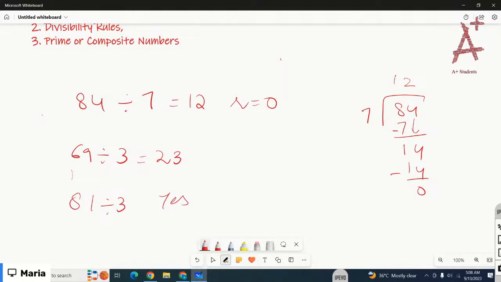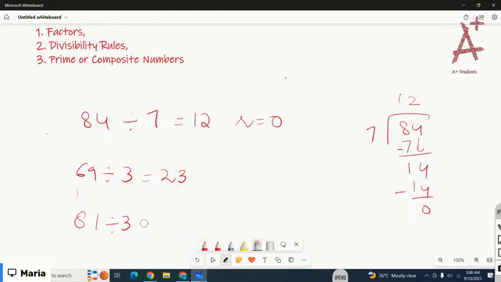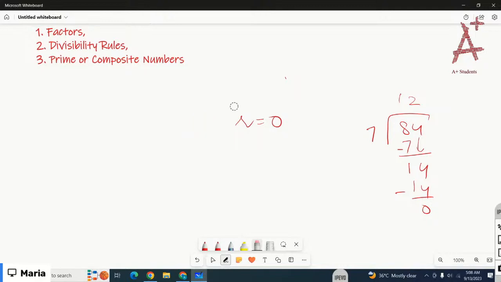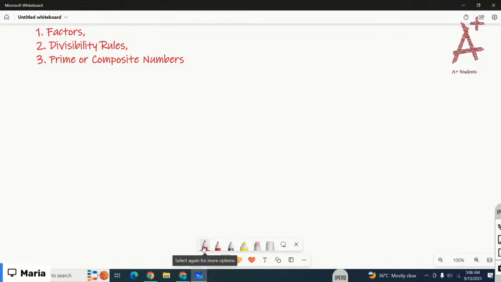Okay, the next lesson we'll cover today is divisibility rules. So what do you know about the divisibility rules? What are the divisibility rules? Because you have already done these lessons in earlier grades. So what are the divisibility rules?